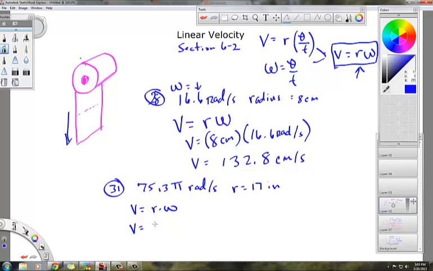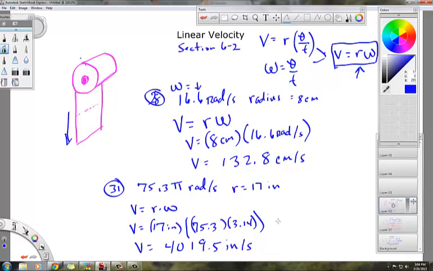So v would equal 17 inches times 75.3 pi radians. So that's basically 75.3 times 3.14. I'm going to use the generic pi. And when we do all that, that's going to give us about 4,019.5 inches per second. Now, any of these you could easily convert into miles per hour if you wanted to know such a thing.